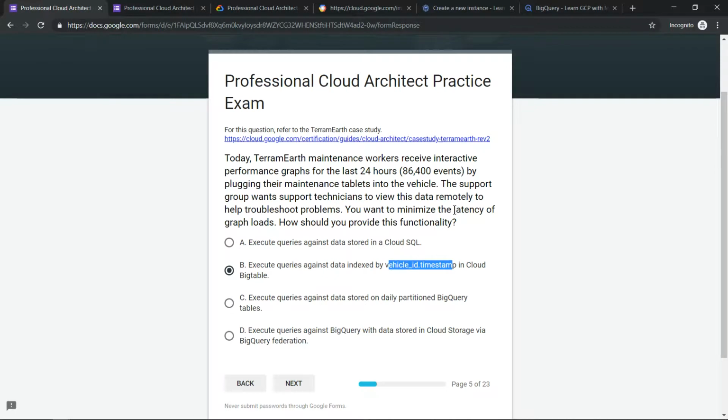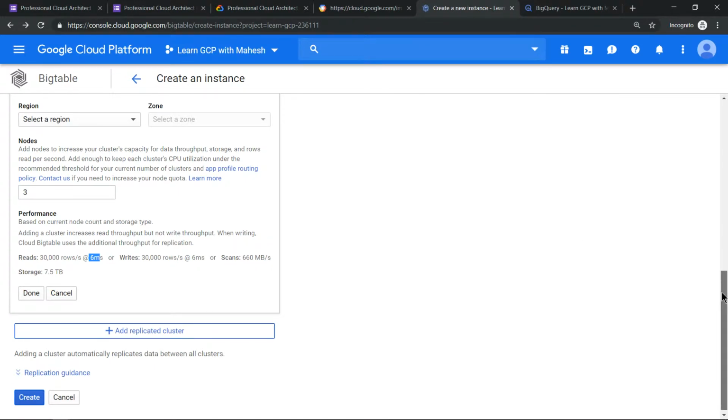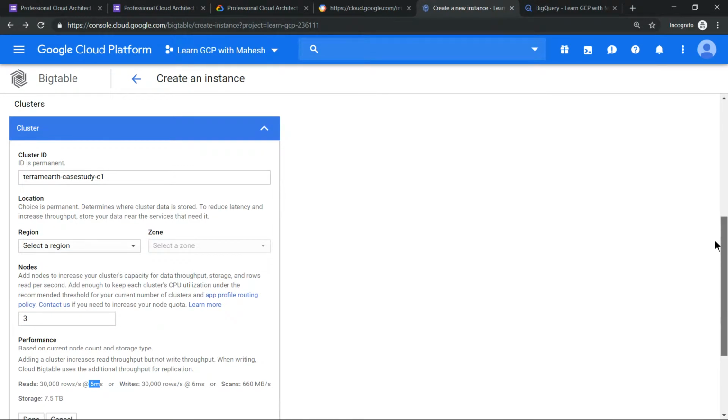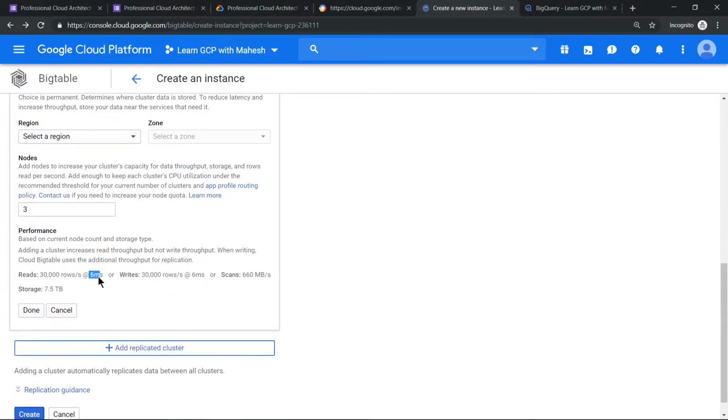The reason is latency. If you go to Bigtable and try to provision a resource, the key important thing with Bigtable is that it is really good at handling time series data with low latency, as low as 6 milliseconds. And this is consistent single-digit millisecond retrieval time. The latency is fixed, so even if you have 3 nodes or 30 nodes, it remains the same.